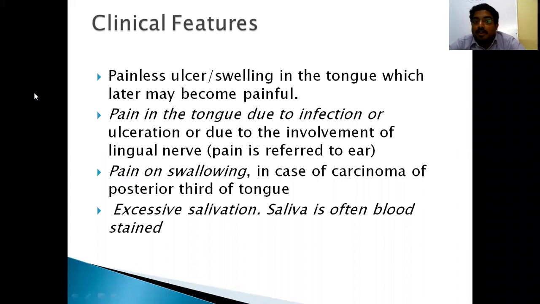The clinical features. What are the clinical features? First, it is a painless ulcer or swelling in the tongue, which later may become painful. Pain of the tongue is due to infection or necrosis or ulceration, or due to involvement of the lingual nerve. Sometimes the pain is referred to the ear also. First it is painless; next it becomes painful due to infection and ulceration, and involvement of the lingual nerve. Then pain on swallowing in case of carcinoma of the posterior one-third. Then excessive salivation. Saliva is often blood stained.